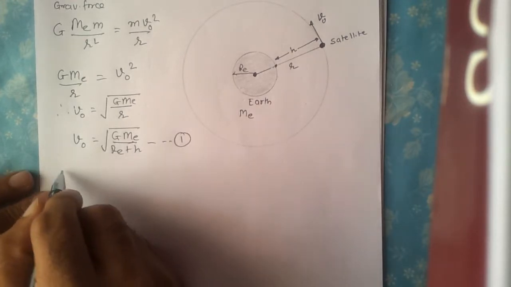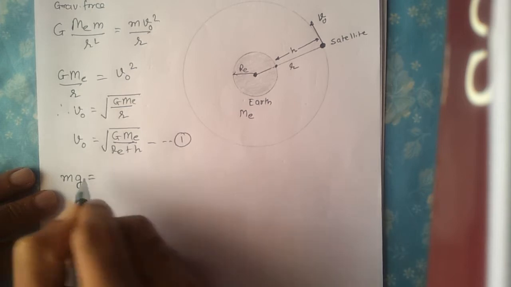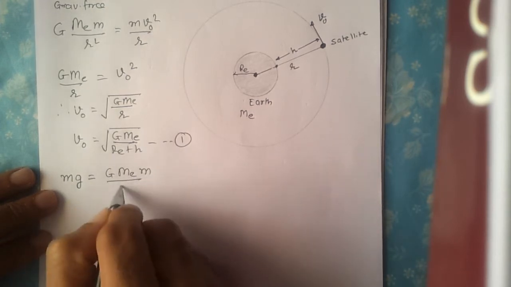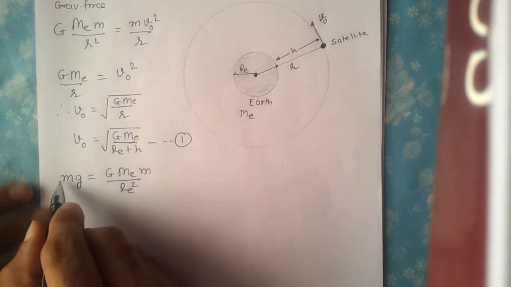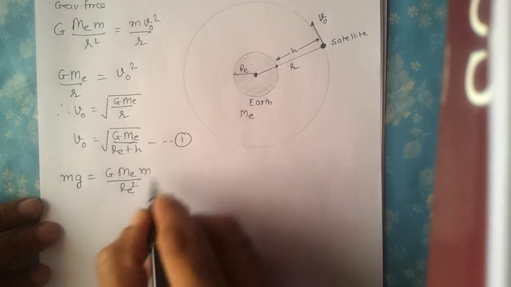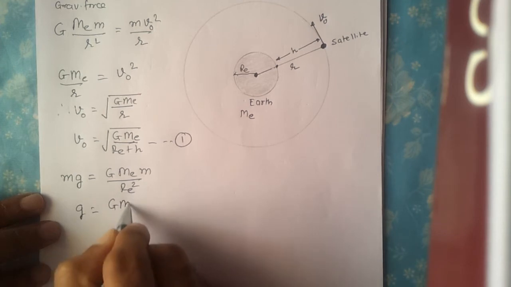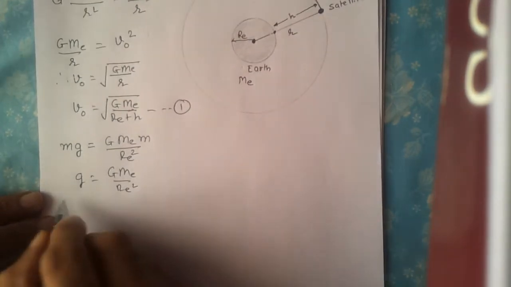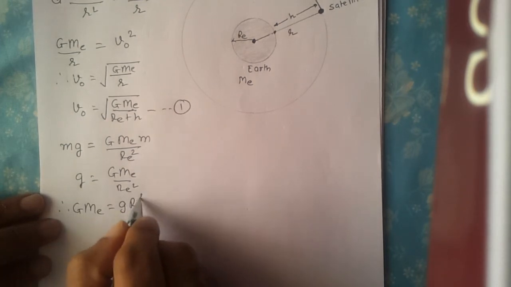There's one more equation that we will look at. We know that gravitational force mg is equal to G M E m upon RE square. This is for any particular object of mass m. The gravitational force acting on it, or the weight of the object, is mg, and this is the gravitational force. From this I get g is equal to G ME upon RE square, and therefore G ME is equal to g RE square.